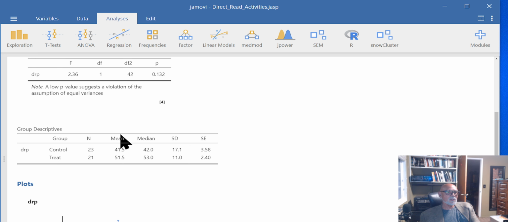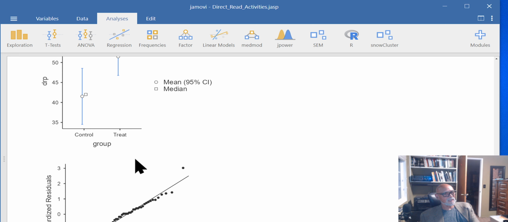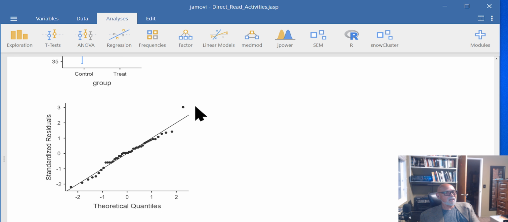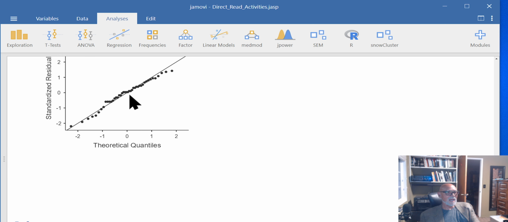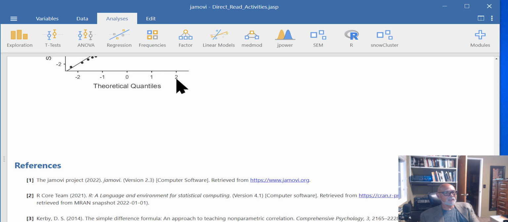And here are our means for the control and the treatment. So the treatment group got a score on that progress test of 51, and the control group 41. So that means that there is a difference. And here is a measure of the shape or the compliance to normality. And you can see that these dots are pretty close to being on the line.